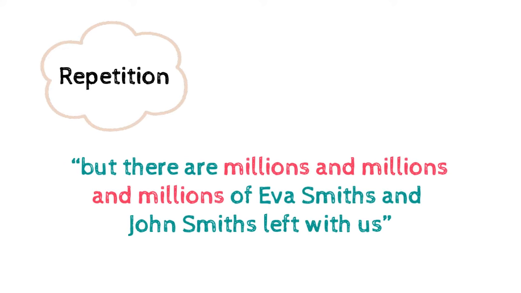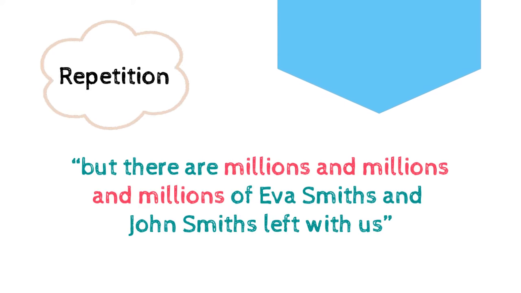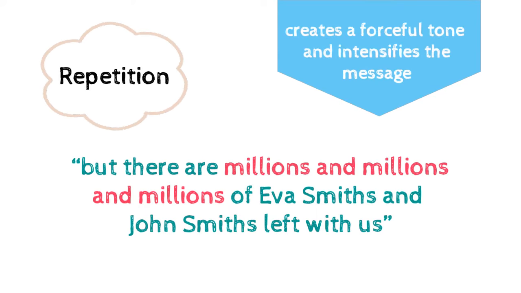Here's a classic example of word repetition from An Inspector Calls. When offering his final words to the Birling family, the inspector claims, "But there are millions and millions and millions of Eva Smiths and John Smiths left with us." Here the repetition creates a forceful tone and intensifies the seriousness of the inspector's message about responsibility.